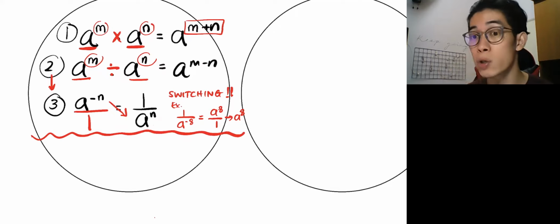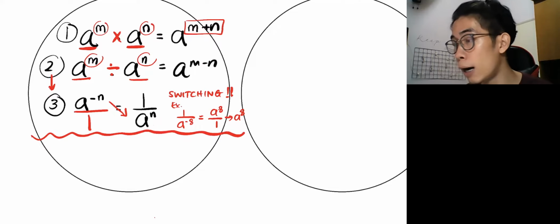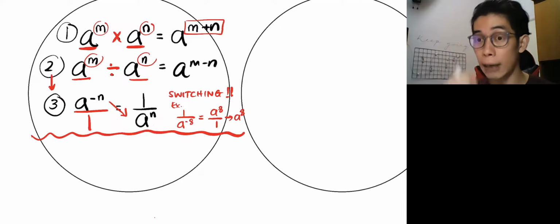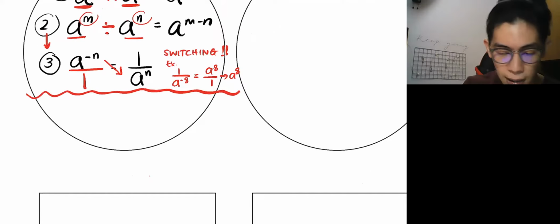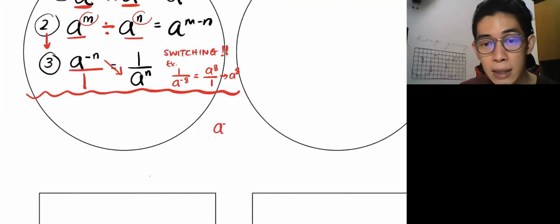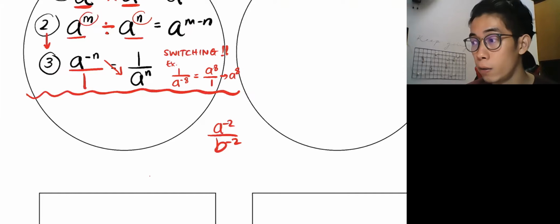Wait, there's one student who asked me a question: teacher, but what happens when there's not a 1 on top? Enjo, is this the example they are talking about? I come up with the example. Everyone look at this example. Same as what I wrote just now. Is this the one? Same thing, same thing.